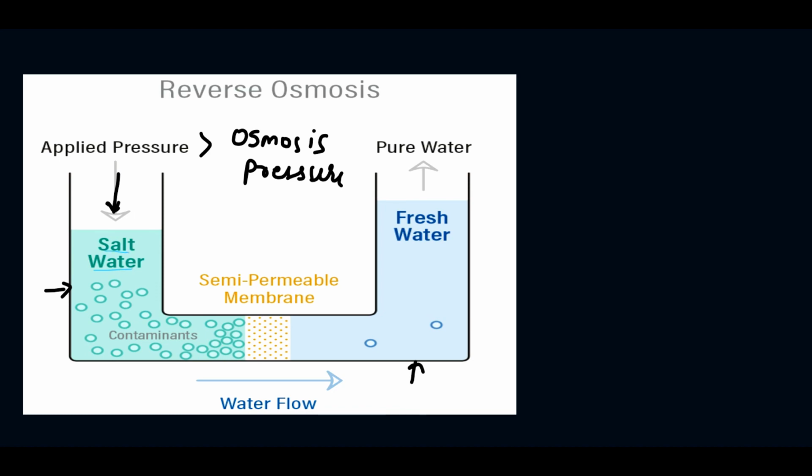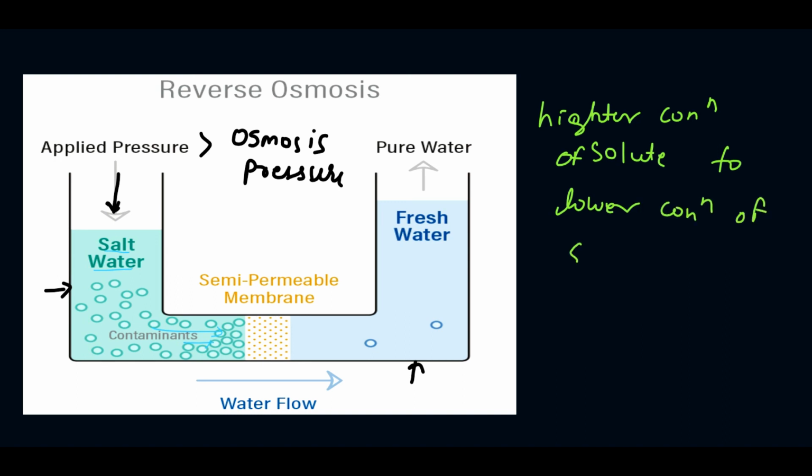All the water molecules will go from the higher concentration of solute to the lower concentration of solute. In osmosis, the solvent moves from the lower concentration of solute to the higher concentration of solute, but in reverse osmosis the solvent moves from the higher concentration of solute to the lower concentration of solute. So this is all about reverse osmosis and osmosis.